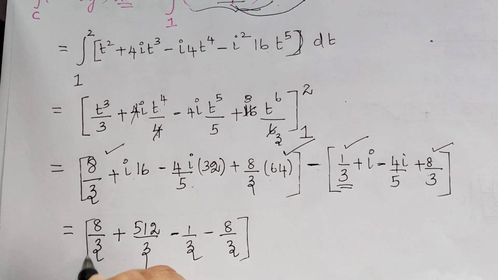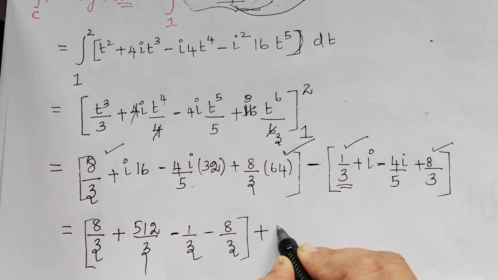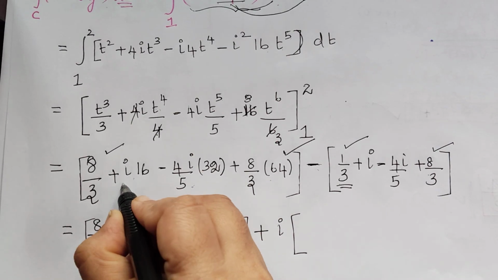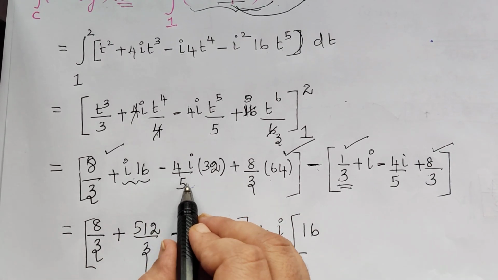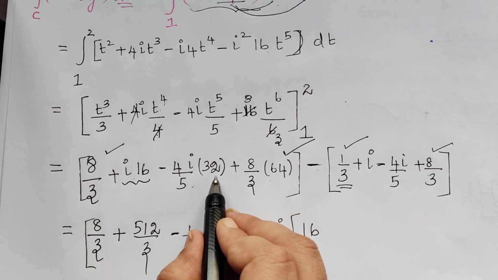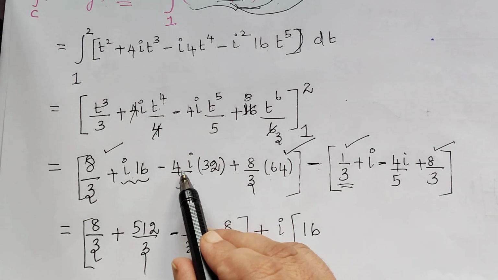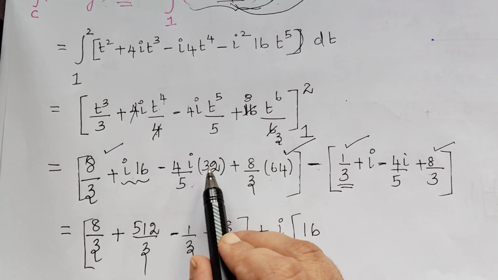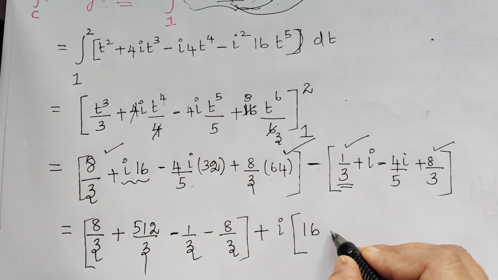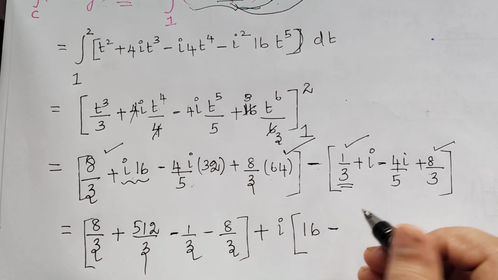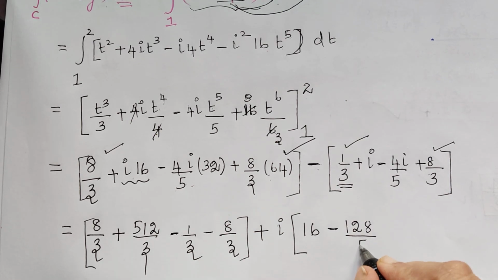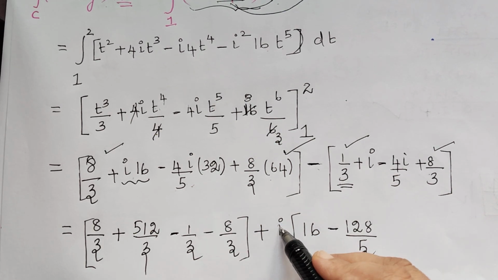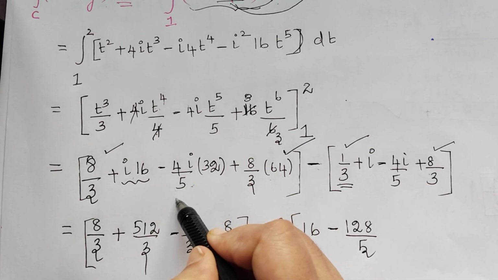Now we shall write all the imaginary parts. So plus i multiplied with. So this is an imaginary part. So 16. And then we have 4 by 5 multiplied with 32. We see that 32 multiplied with 4 will be 128. And this negative sign we will write here. So 128 by 5. We have taken the i outside. Here we have written, so that this is also done.